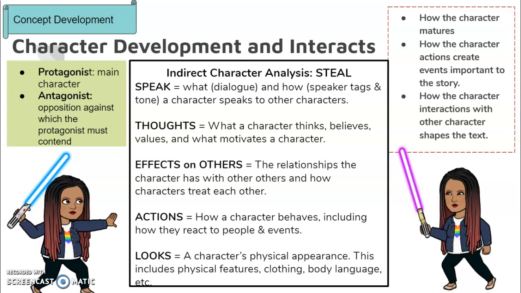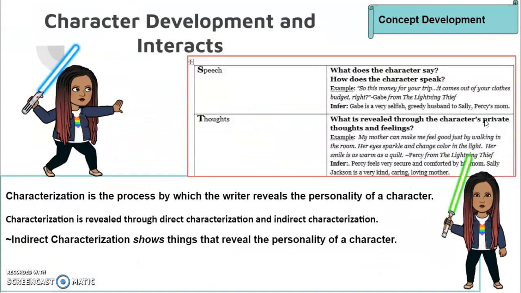Again, we're looking for how the character matures, how the character's actions create events important to the story, and how those interactions help shape the text itself. So let's go deeper into our STEAL method. I provided a few examples here over the next two slides.